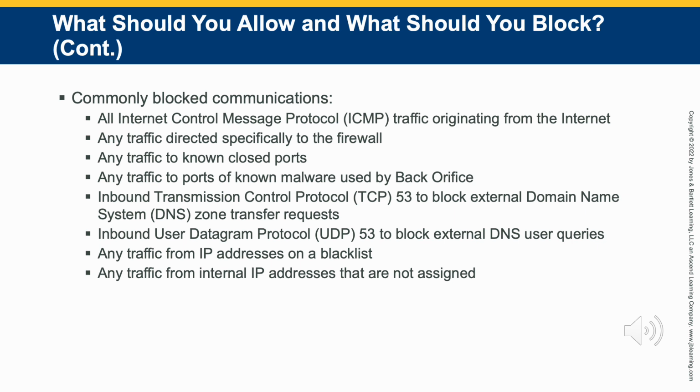Again, what should you allow and what should you block? Commonly blocked communications are ICMP traffic originating from the internet, any traffic directed specifically to the firewall, any traffic to known closed ports, any traffic to ports of known malware used by back office, inbound Transmission Control Protocol or TCP port 53, which is DNS, to block external DNS zone transfer requests, inbound UDP port 53, which is DNS, to block external DNS user queries, any traffic from IP addresses on a blacklist, and any traffic from internal IP addresses that are not assigned.